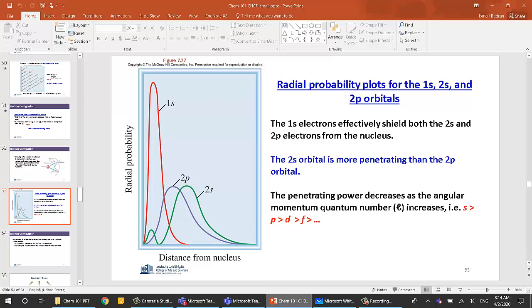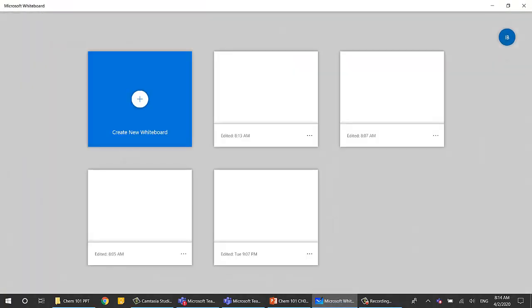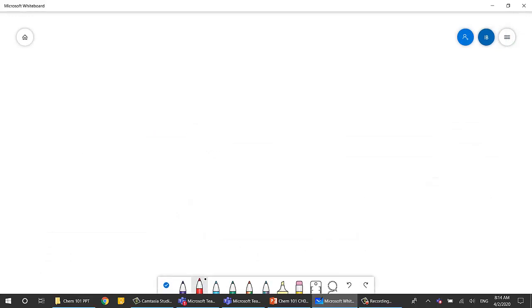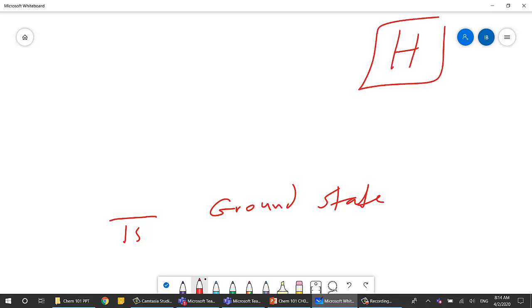So I want to make this clear again for you that in the hydrogen atom, the first level is called the ground level, which is the 1s. This is called the ground level or ground state. This is hydrogen atom only, okay? And the 2s and the 2p are degenerate, and the 3s, 3p and 3d are also degenerate. That means they have the same energy. That's only for the hydrogen atom.